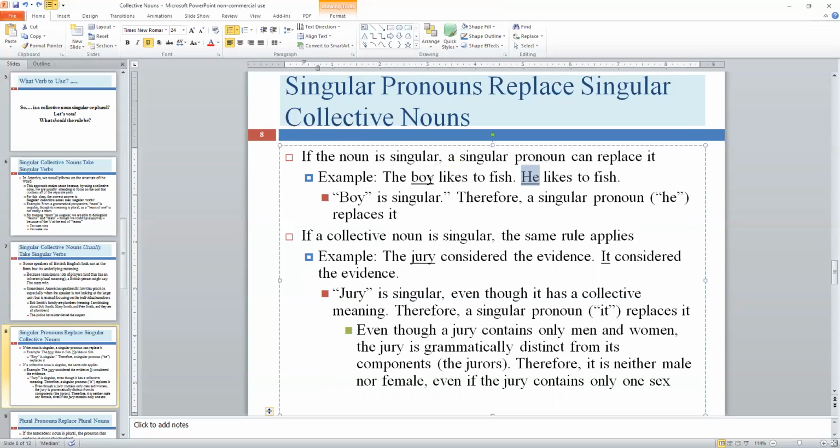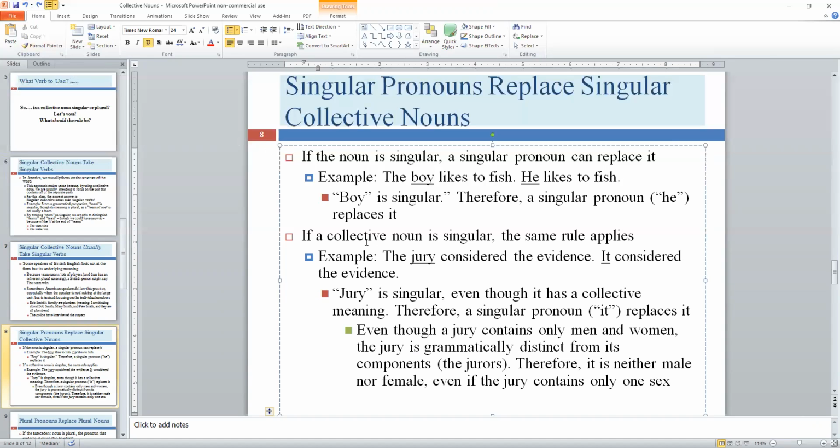Boy is masculine, so we use he. If it were a girl, we would say obviously she. If it were a dog, we would say it. Okay, so that's how that works. We need to match number, and if there's a gender associated with it, we want to match the gender. Here we go, the boy and he. This one, none of you are going to mess up on. It's pretty straightforward.